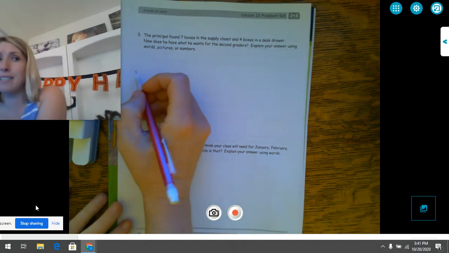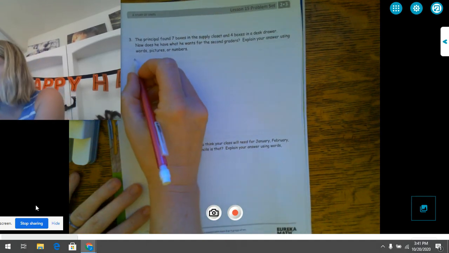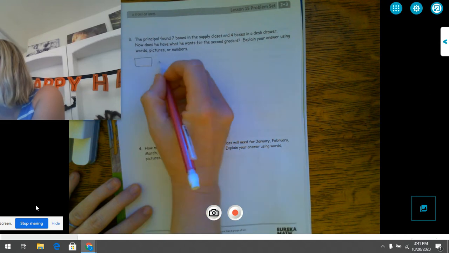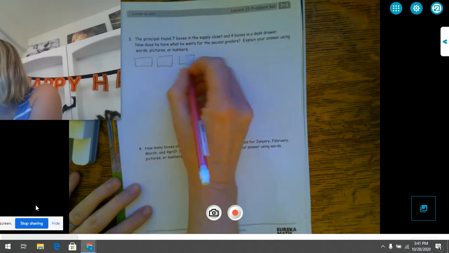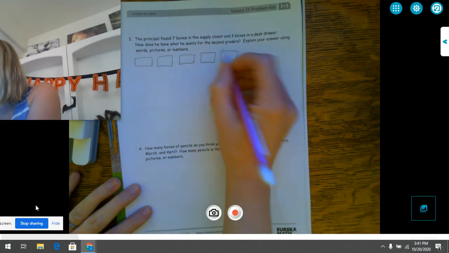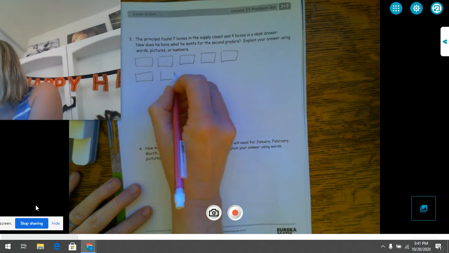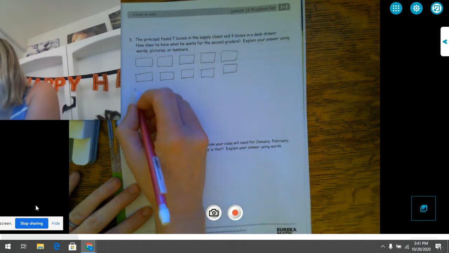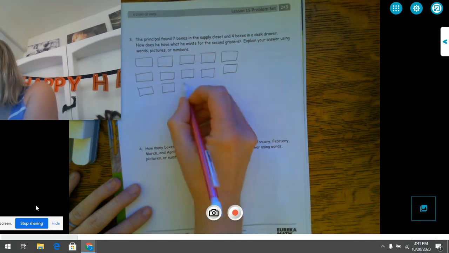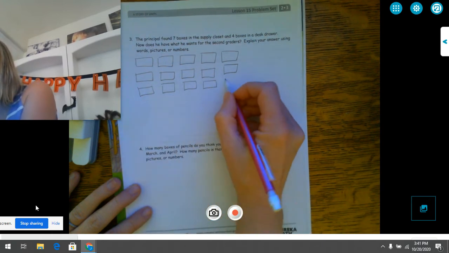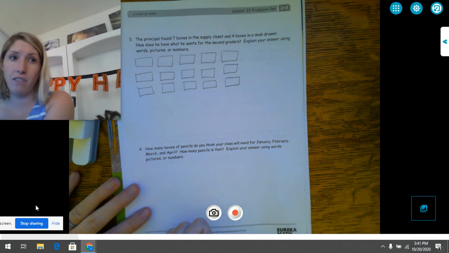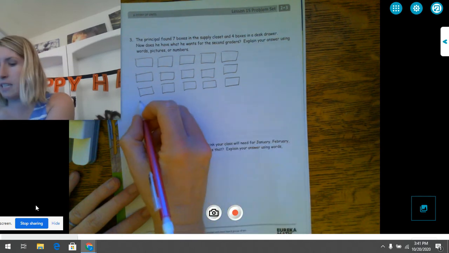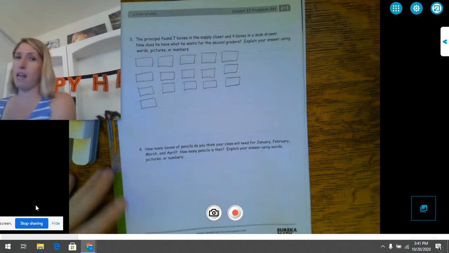So we know he needs 16 more boxes. So I'm going to draw our 16 boxes he needs. 1, 2, 3, 4, 5. What's 2 rows of 5? 10. 3 rows of 5 is 15. And he needs 16 boxes. So here's the 16 boxes that he needs.